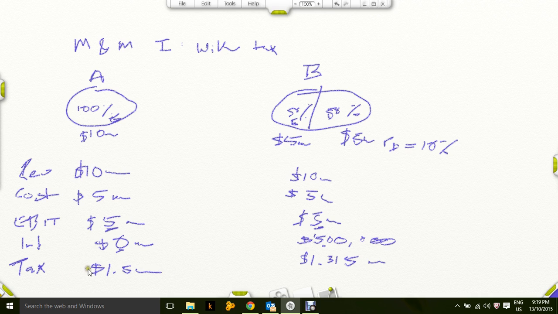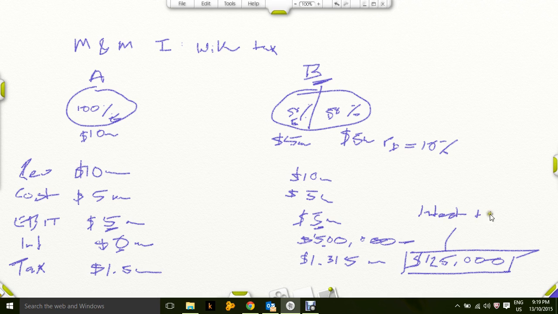So in effect, what's happened is company B, because of this interest, has actually paid less tax, and the less amount of tax that's been paid is about $125,000. So by borrowing money, by having debt, the company's reduced the amount of tax it has to pay, and this here is what is called the interest tax shield, because in effect it's because of the interest, it's shielding the company from having to pay tax. So this amount of $125,000.